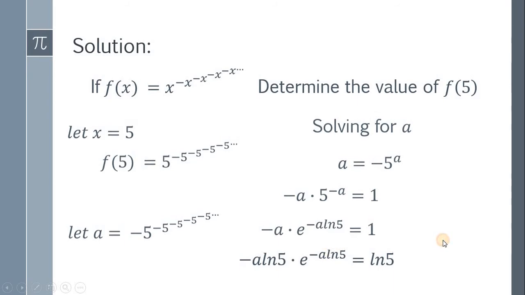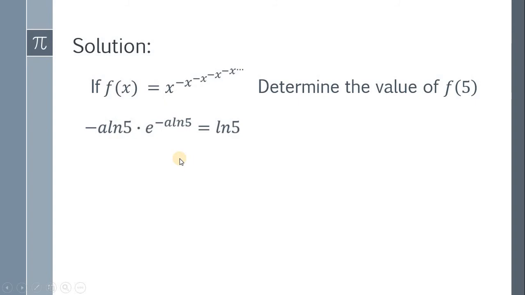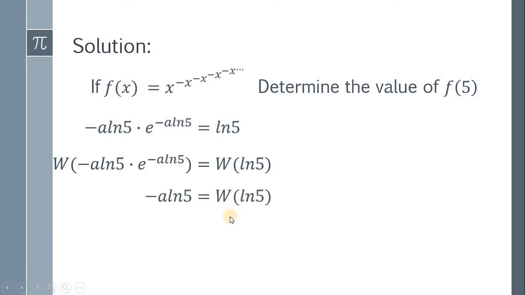So now, here's our equation again. Next, applying the Lambert W function on both sides, we have W of negative a ln 5 times e raised to negative a ln 5 equals W of ln 5. The left hand side becomes negative a times ln 5, and the right side becomes W of ln 5. Next, we need to solve for the value of a. So we have a equals negative W of ln 5 all over ln 5.